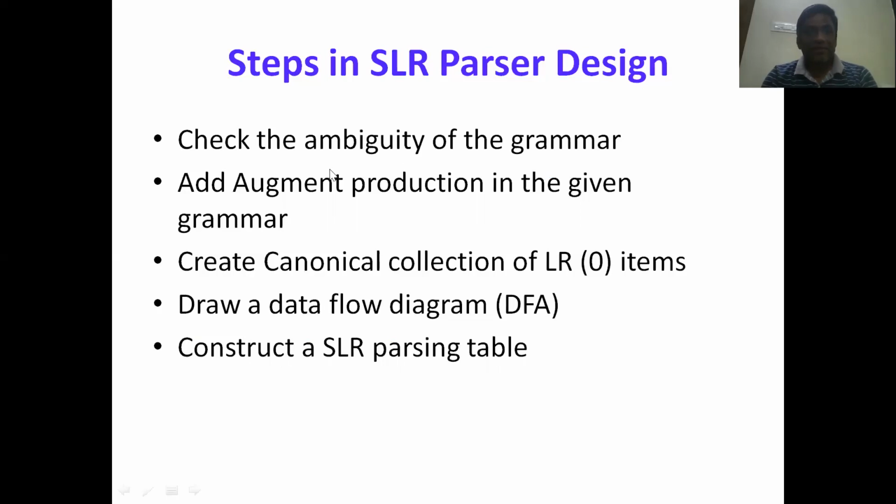And then the second step is to add a new production, which is called the augmented production, into the given grammar, and generate all the canonical collection of LR(0) items. Then we represent it in the form of a DFA. And finally, we build the SLR parse table, and we can use that SLR parse table to see how it works while parsing a given input stream. So these are the steps we follow.